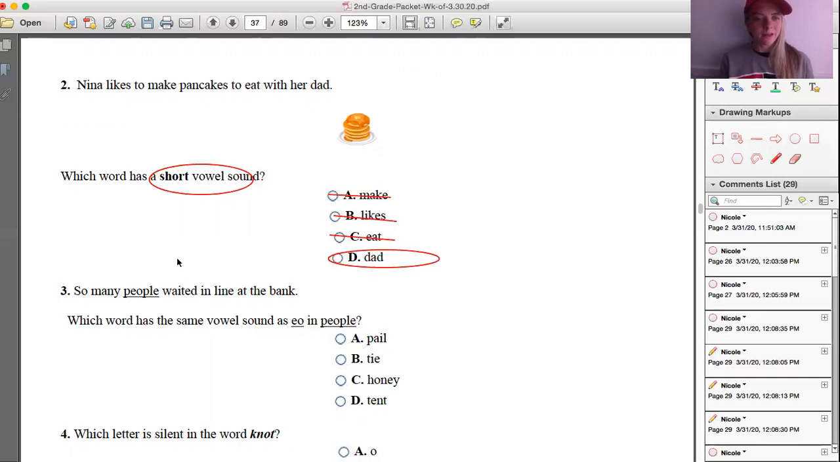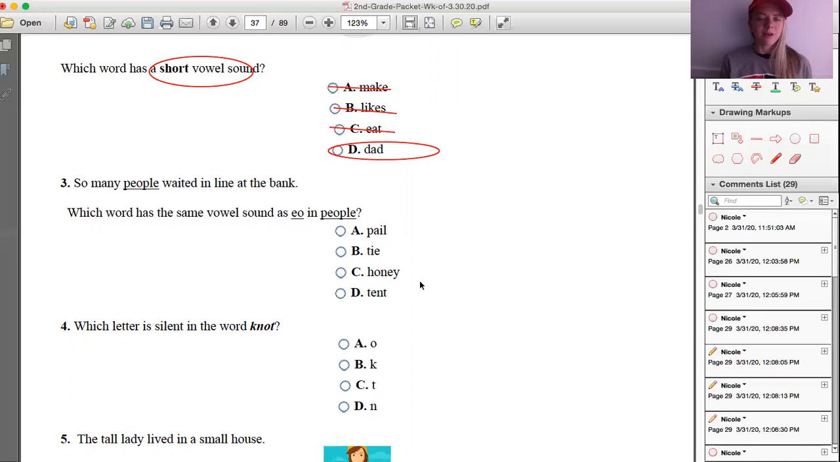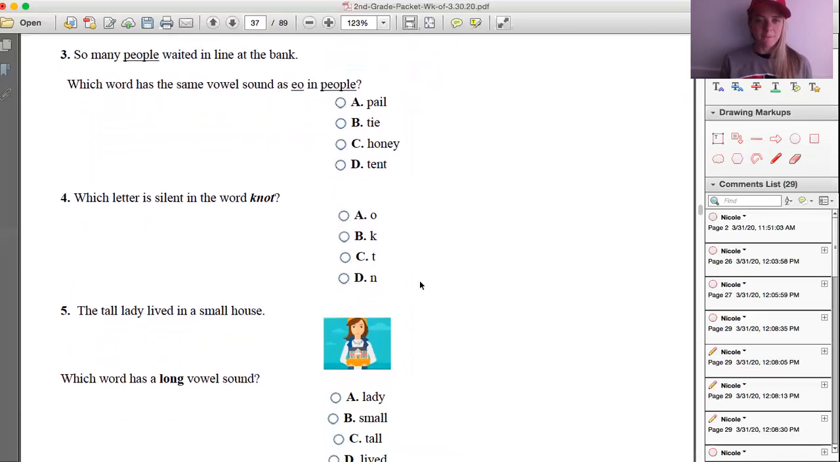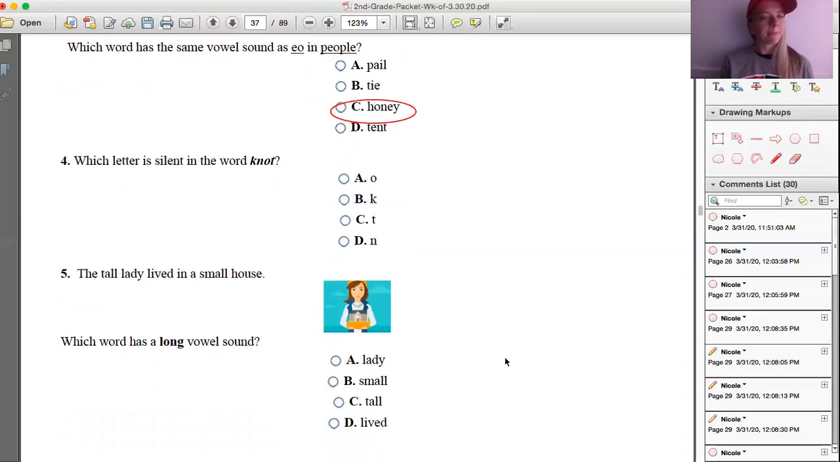Number 3, so many people waited in line at the bank. Which word has the same vowel sound as E in people? Because remember, E-O just says E. It's not people. So, is it pail, tie, honey, tent? The only one that says E is honey.